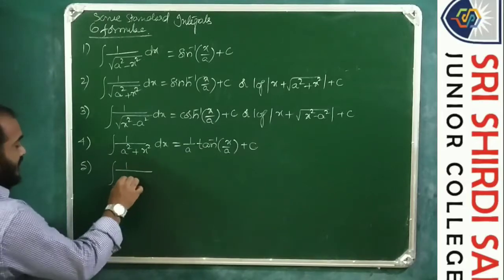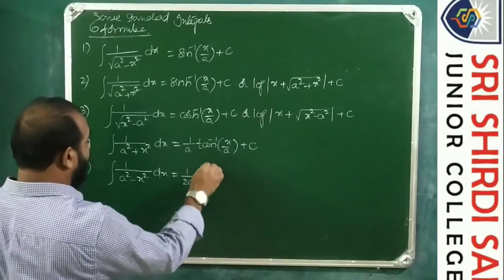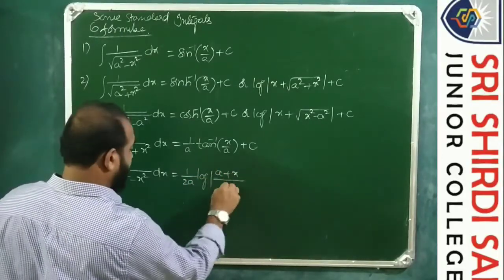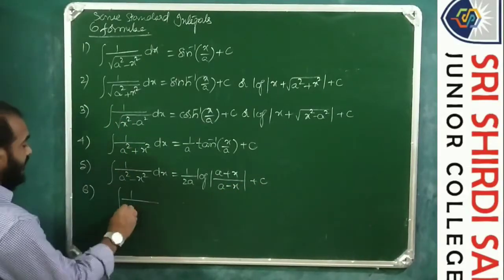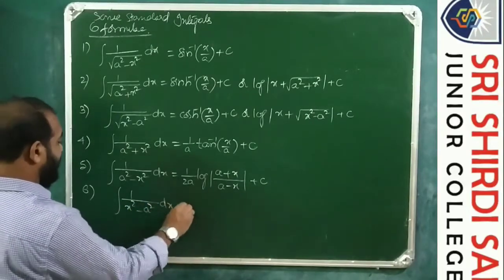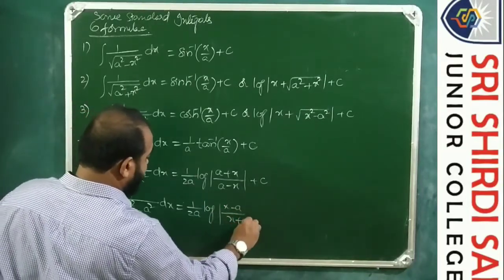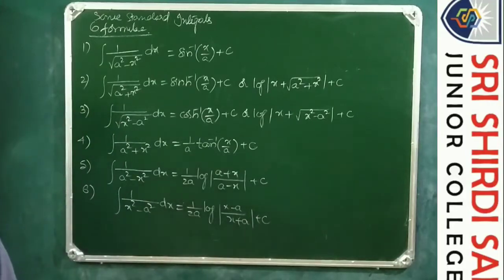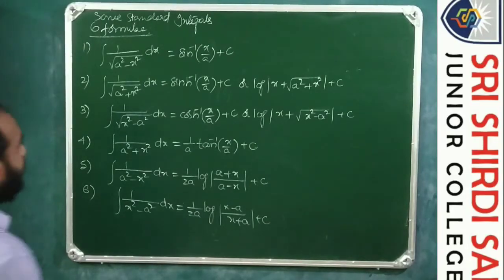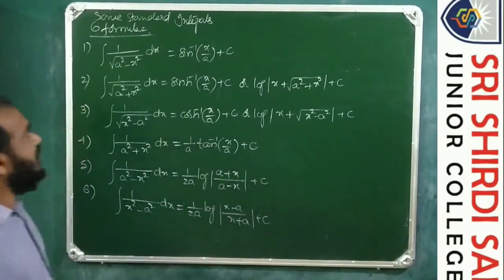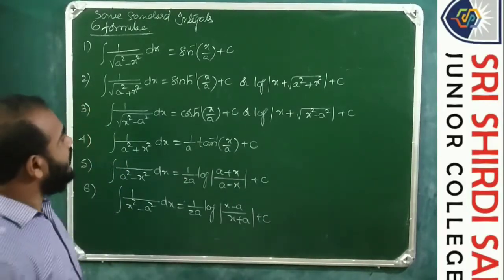So integral 1 by a square minus x square dx is 1 by 2a log of a plus x by a minus x plus constant of integration c. Integral 1 by x square minus a square dx is equal to 1 by 2a log mod x minus a by x plus a plus c. So these are the 6 formulae. Also, these are some standard integrals. Now let us derive.